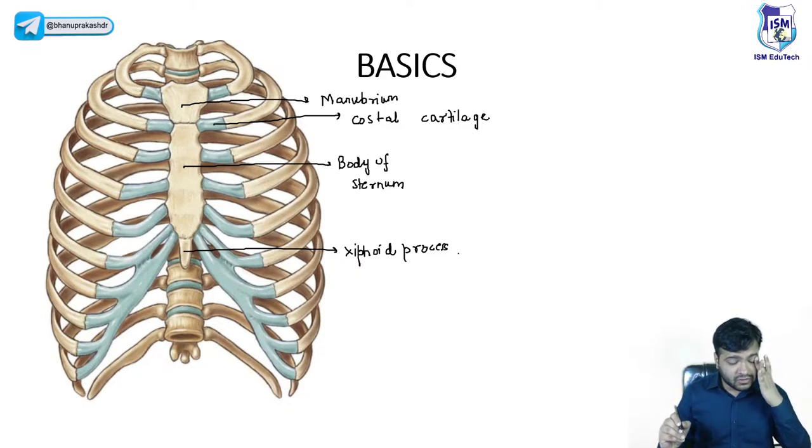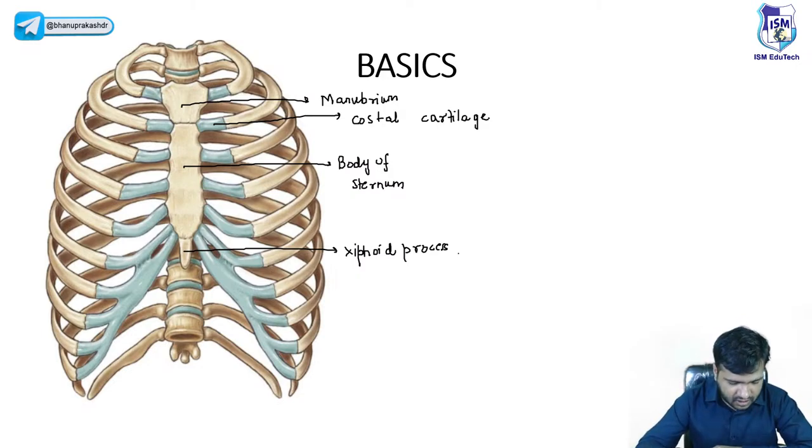So you guys are going to tell me in the chat box, what is the number of the costal cartilages? Right now, guys. What is the number of the costal cartilage? So we have the costal cartilage, and along the side of the costal cartilage, we have the costal ribs. 1, 2, 3, 4, 5, 6, 7.